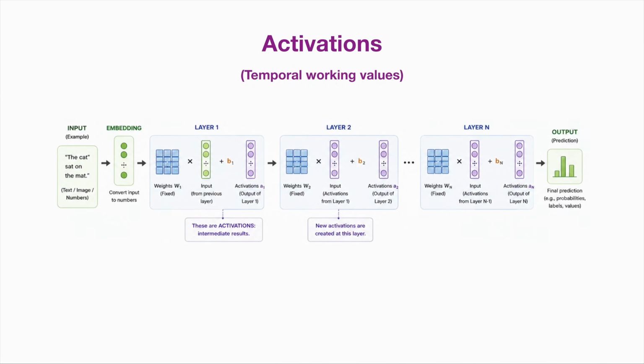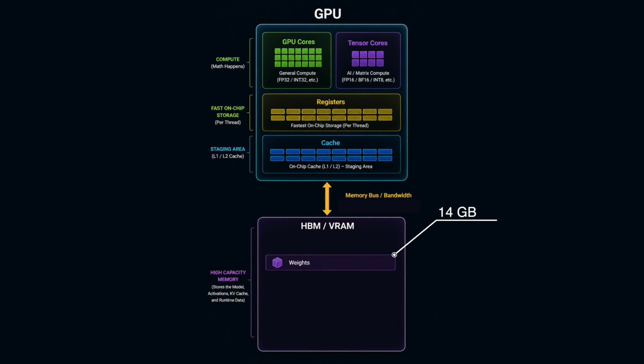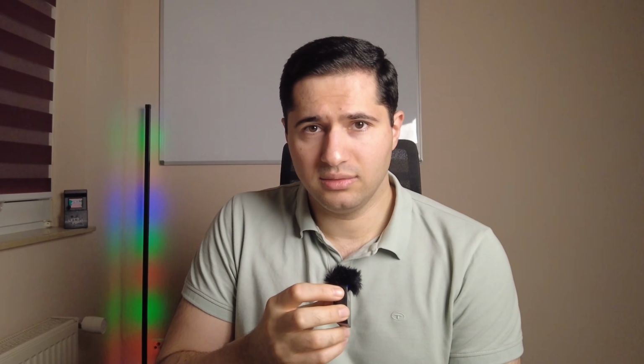But now comes the part people usually forget. The model is not the only thing taking the memory, as we said during our calculation. For example, do you remember I mentioned activations? Activations are temporary working values created as the input passes through the model. During inference, many activation buffers can be reused layer by layer, but they still require memory, especially with large batches or long prompts. And for language models, there is another major memory block, the KV cache.